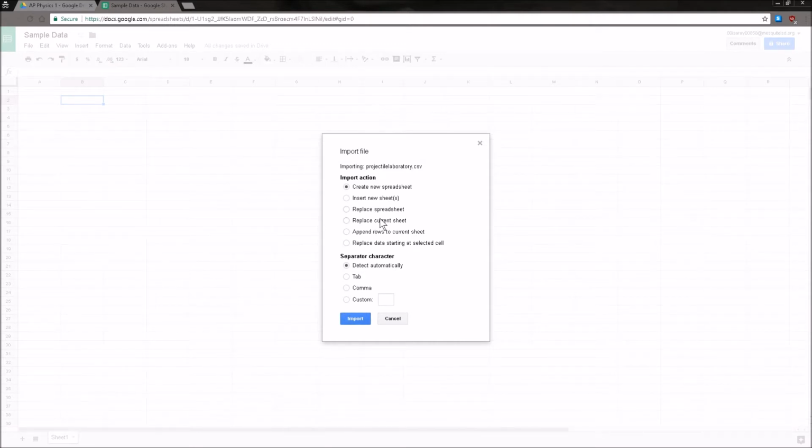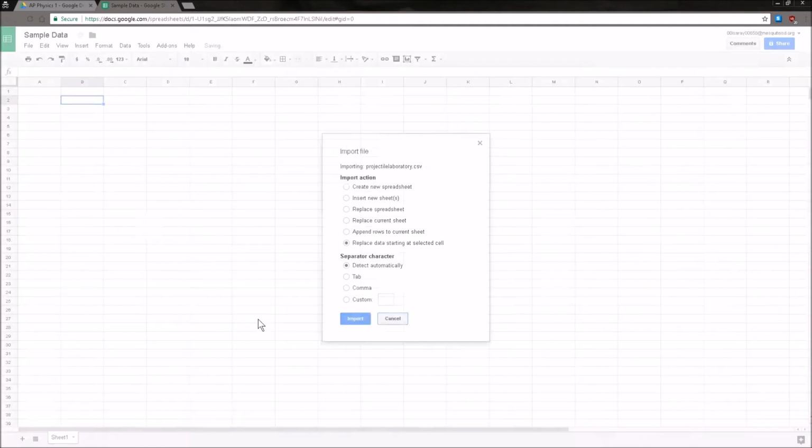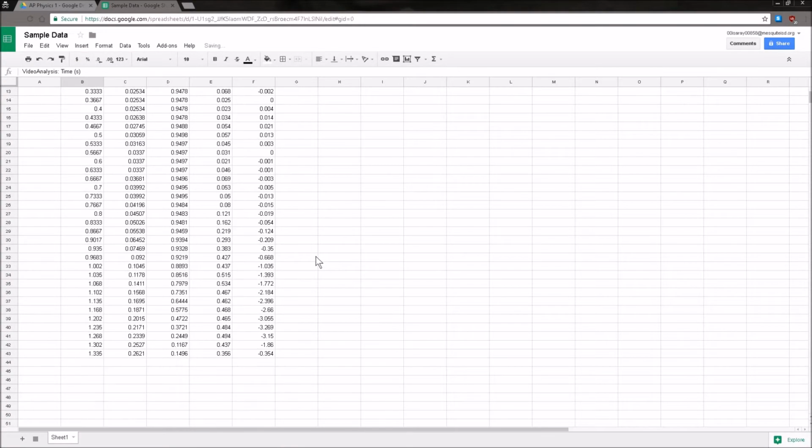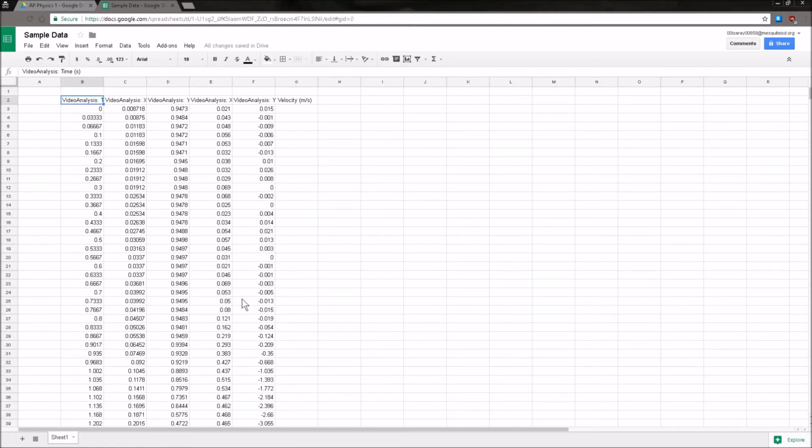So what we're going to want to do here is insert this data into the sheet that we already have. So we're going to replace data starting at selected cells. That's going to take wherever your mouse cursor is and insert the data starting from there, going down and to the right. There we go. So now we have a whole lot of raw data.